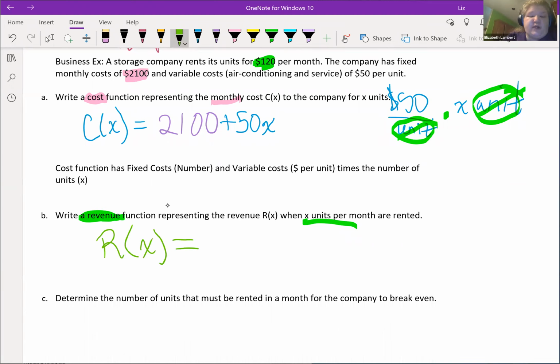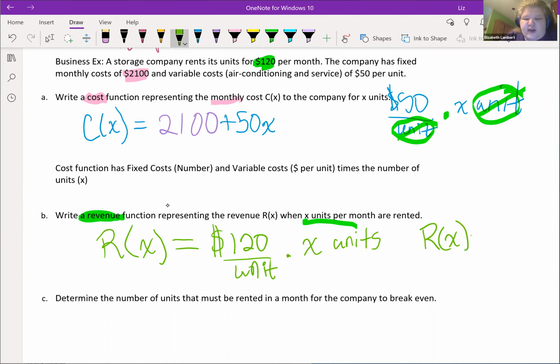Whatever our price per unit is, in this case the 120, times X is the units per month, or just the units. Units would cancel. If we wrote the per month, then it would be money per month, and we would have had it up there as well. But that's by saying monthly cost or the monthly revenue. So without the units in there, it would just be R of X equals 120X.